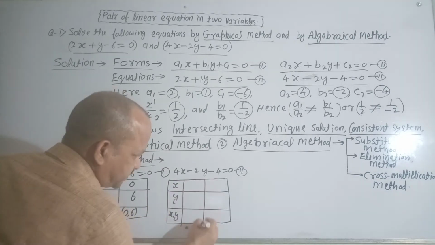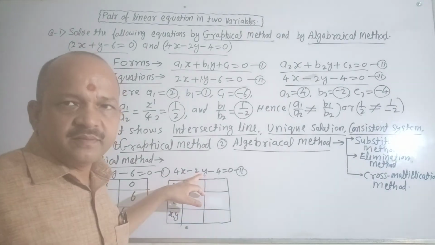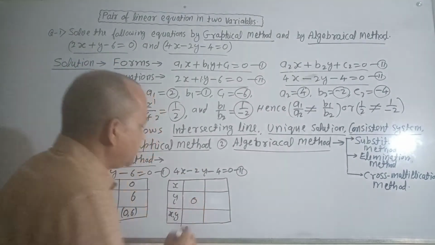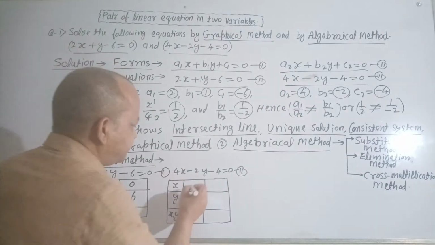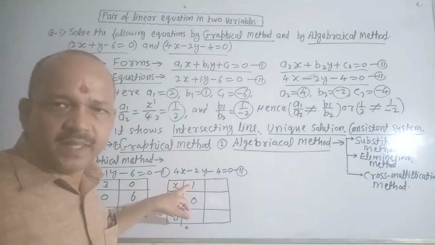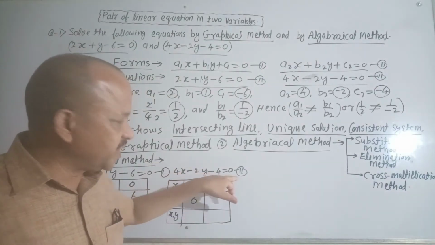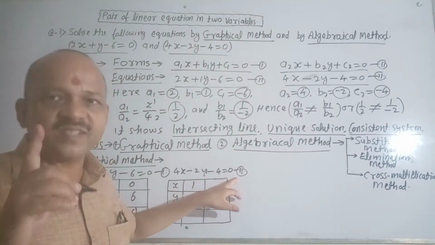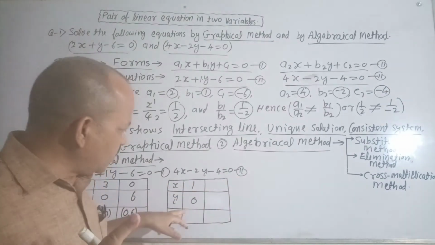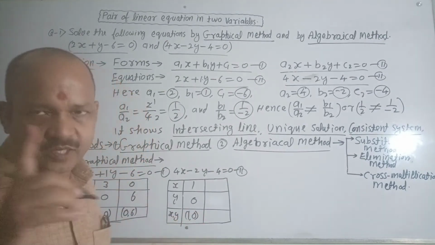x, y. Clear? Here you put the value of y as 0. It becomes 0. Here put 1, the value of x is 1. It becomes plus 4. Plus 4 minus 4 equals 0. It means it satisfies equation second. Your coordinate is (1, 0). It is your coordinate.